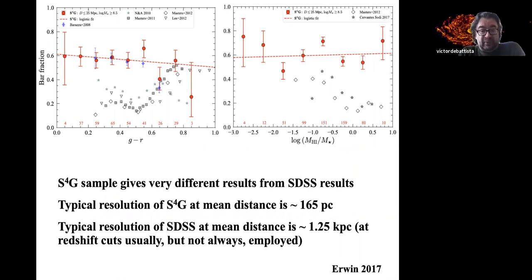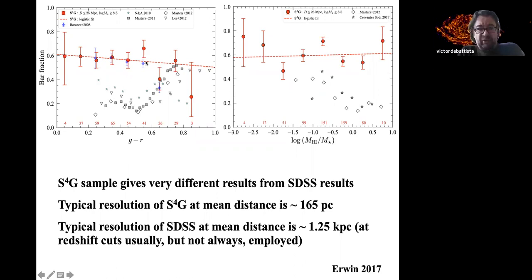Well, let's look at some of the effects of some of these variations, some of the results that have been quoted in the literature. One of the results that might at first sight seem very obvious is that if you look as a function of color, as you look towards redder galaxies, the fraction of barred galaxies increases. And that's what these gray squares and triangles are indicating. That's a study based on SDSS. But this S4G sample, this very well-resolved sample that Erwin was looking at, is fairly flat. There's a huge difference between these two studies.